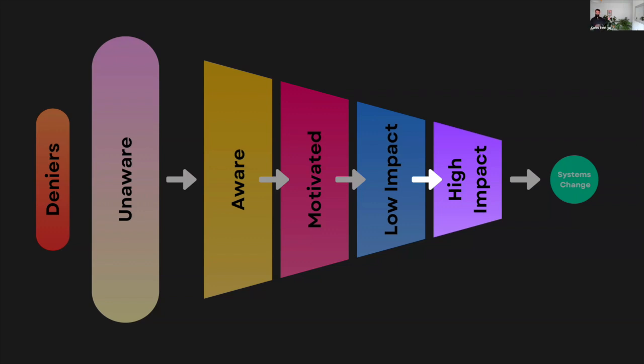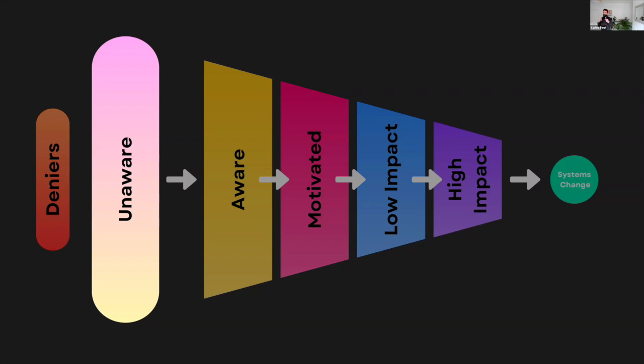So let's look at what each stage means. Outside the funnel, on the far left, we've got deniers and people who are unaware. Deniers or dismissive people not only don't believe the science, but are actively pushing to discredit it. Unaware people lack exposure to the issue. They may have heard about climate change, but they know very little about it or how it affects them.